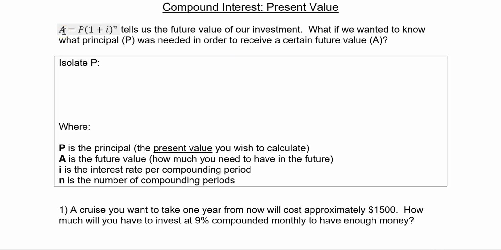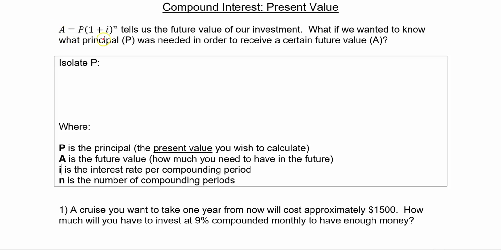But what if we want to go backwards? What if we want to know what principal was needed in order to receive a certain future value? So for example, if I knew that I wanted to buy a car for, let's say, $20,000 5 years from now, how much would I have to invest right now in order to get there? That's the sort of question we're going to be solving today.